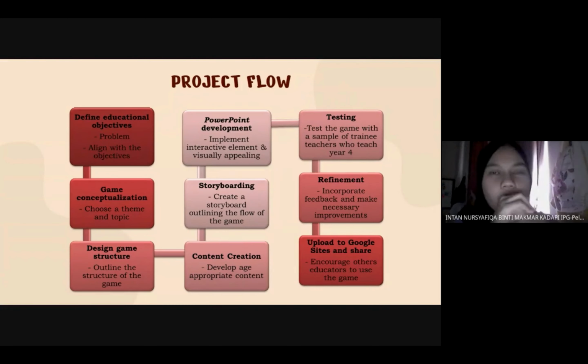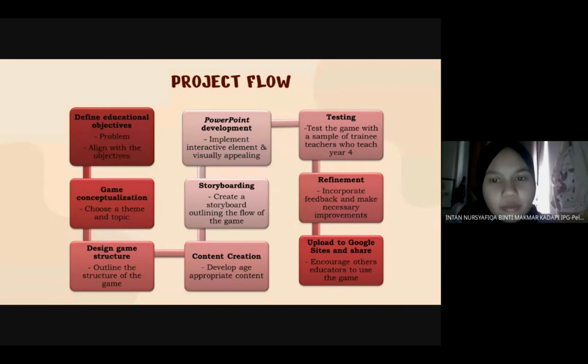And after that is game conceptualization. So we brainstorm game concepts that not only support our educational goals but also engage the Year 4 pupils. The result is the Make It or Break It game, a very interactive game that can appeal to and attract the pupils. And we also chose a theme, Boboiboy, that is very familiar to Year 4 pupils.